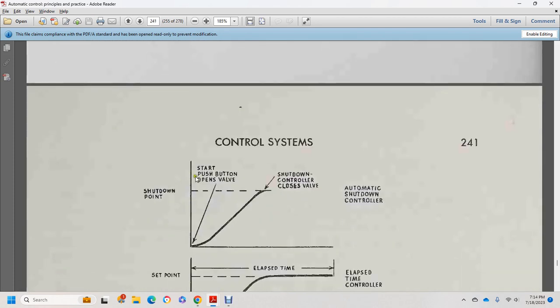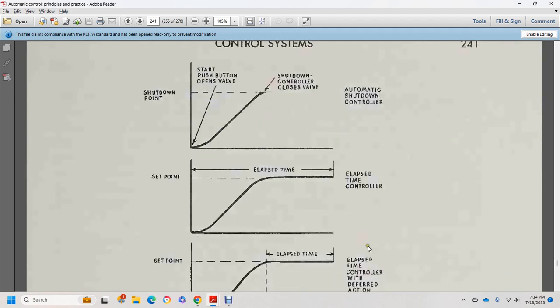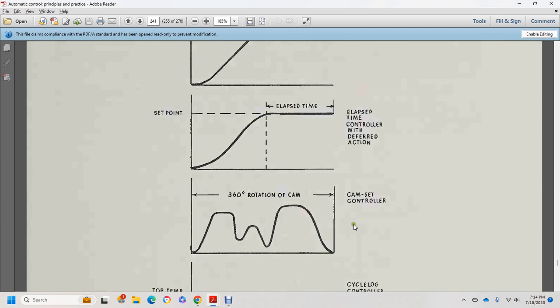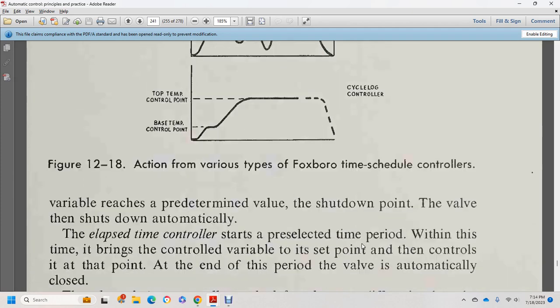To ensure the shutdown: the start push button opens the valve, and the shutdown control closes the valve, with the automatic shutdown controller. Then the set point, the elapsed time controller, and the elapsed time controller with deferred action. Then the cam set controller, with 360 degree rotation of the cam, top temperature control point, base control point, and cycle log controller.